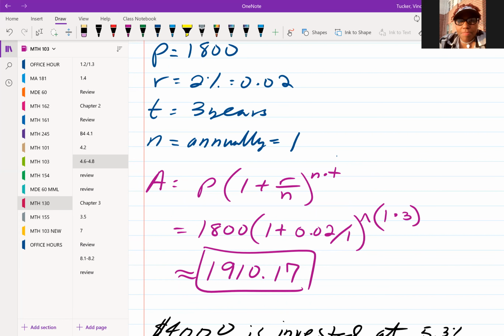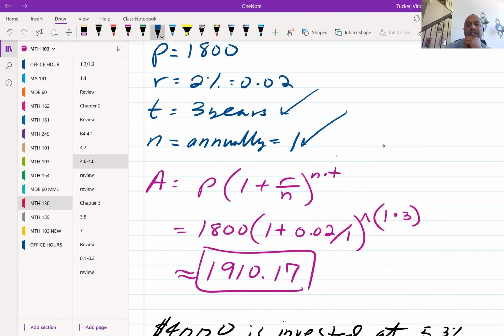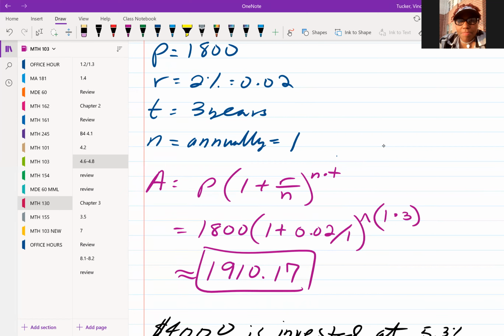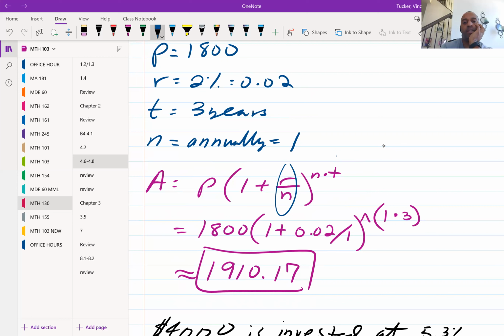And how did you get that 1 times 3 out of N times T? Well, N is 1, and then T is 3. Is that what you're saying? Okay, so now let's get back to this part here. What are we doing with this 0.02 divided by 1? Yeah, because that's R and N.